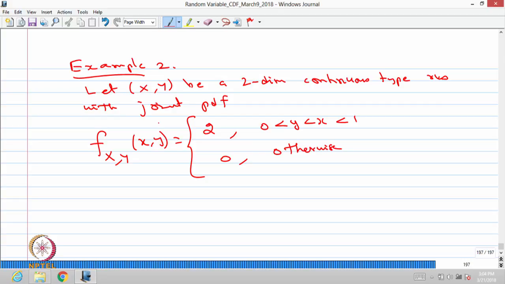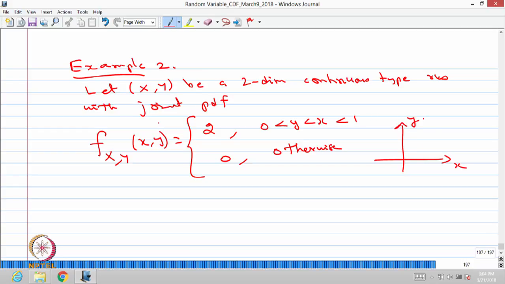You can verify that if you do the double integration from minus infinity to infinity, dx dy will be 1. But before that, we will find out the region in which the joint probability density function is greater than 0, that is 2. So, you can make an x versus y plot, and shade the region in which y lies between 0 and x, x lies between y and 1. That means the point 1 comma 1. So, you draw a line, that is y is equal to x. Therefore, this is the shaded region. In this region, the joint probability density function is 2.